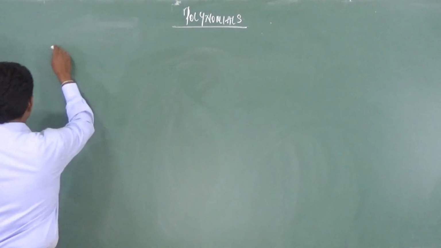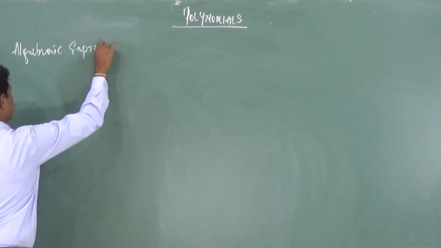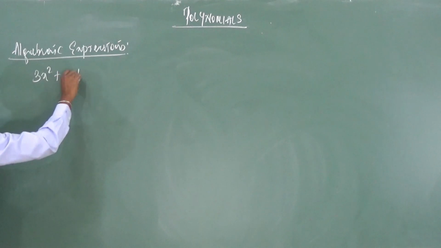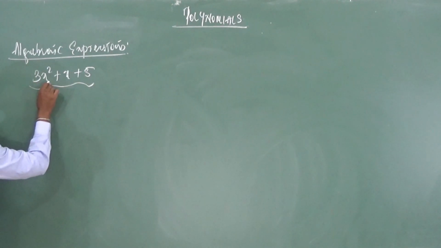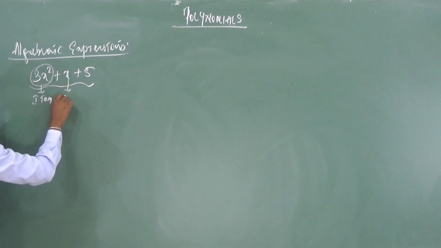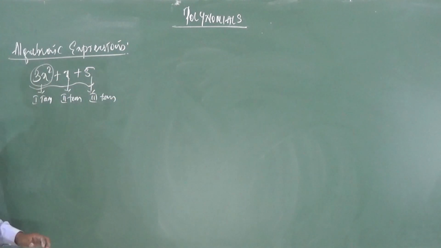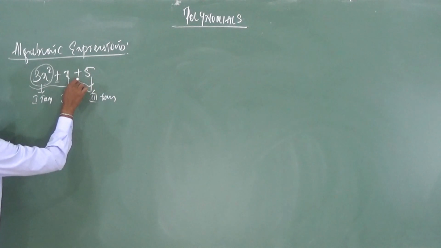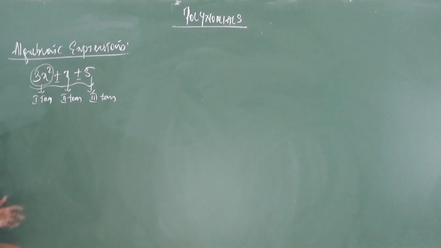Algebraic expressions. Right. 3x square plus x plus 5. So this is an algebraic expression. In this algebraic expression, there are three terms. This is the first term, this is the second term, and this is the third term. So there are three terms in this algebraic expression. Here, the first and second terms are connected by a plus sign, and the second and third terms are connected by a plus sign. So it's an algebraic expression having three terms. Right. We'll go with another example.